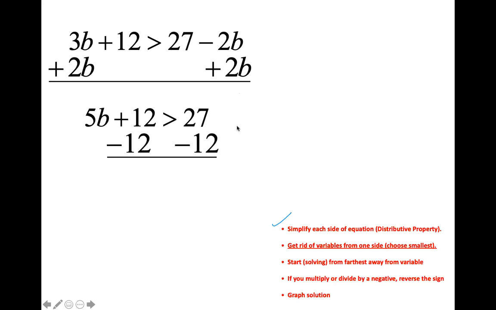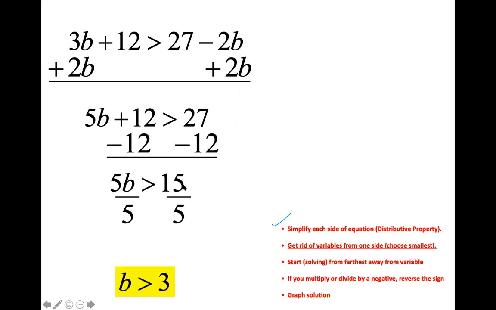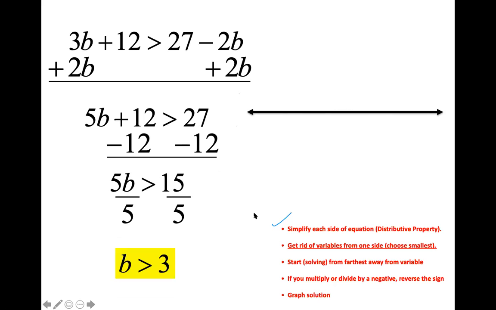Subtract 12 from both sides. That gives me what? 15. Divide both sides by 5. I'm dividing by a positive, so we get b is greater than 3. Open circle, b is greater than 3, so the numbers that are greater than 3 are to the right, so shade right. Questions on what I just did?